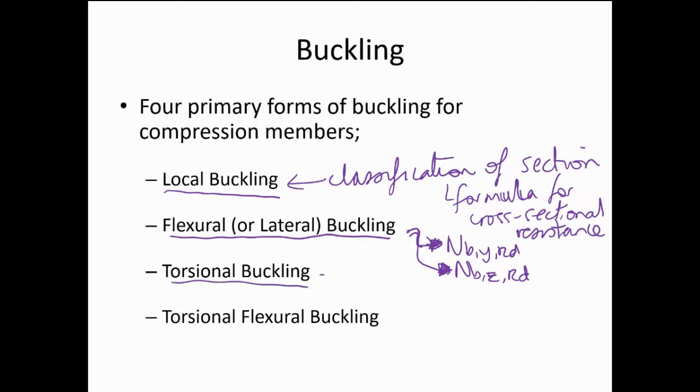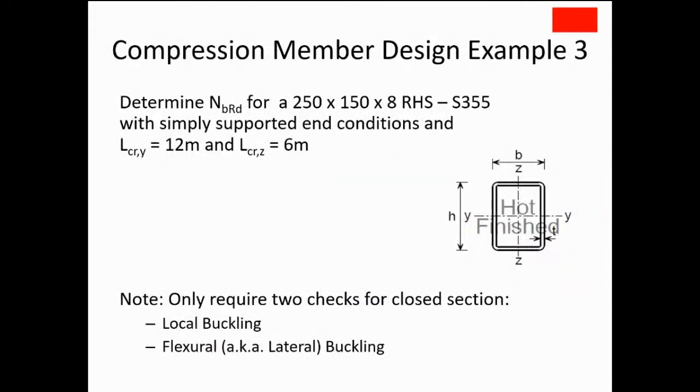And then we checked for torsional buckling, and we worked out our torsional buckling. The last step in the whole buckling calculations that we might have to check for is torsional flexural buckling. In other words, we might get a twisting of the member and a lateral movement outside of the member as well, so a combination of both of those. You did the example yourselves last Friday, which was the compression member design, where it was a closed section. It was a rolled hollow section, and we only had to check local buckling and flexural buckling because it's a closed section.